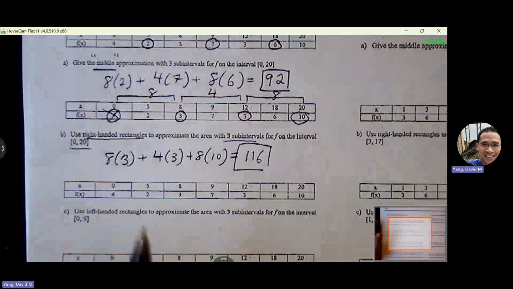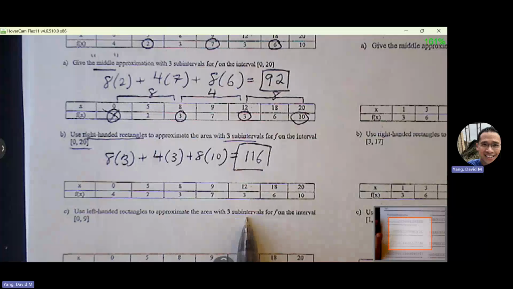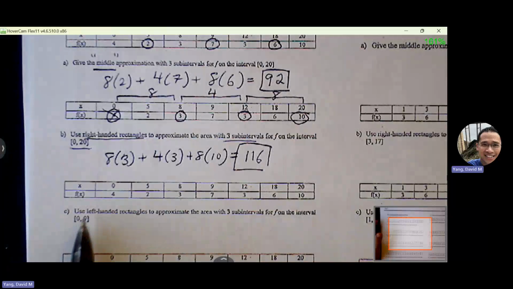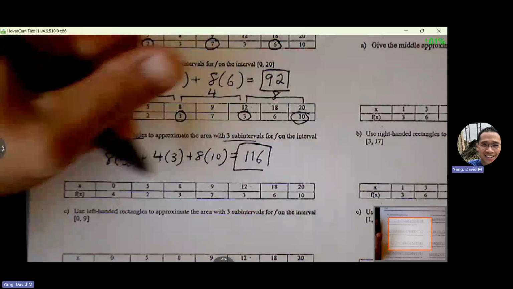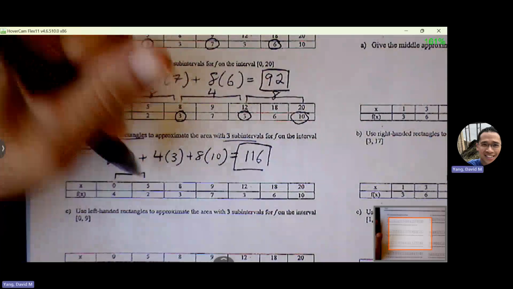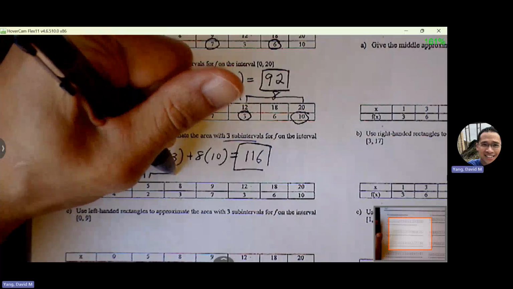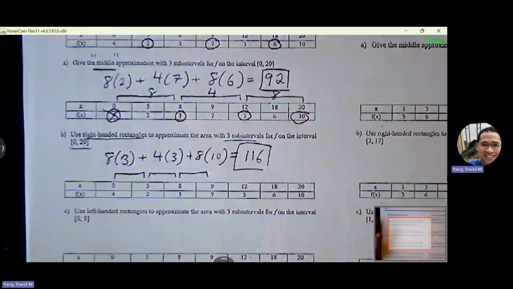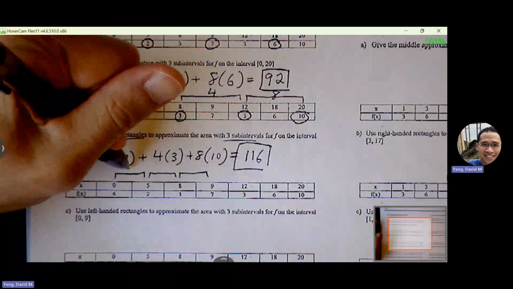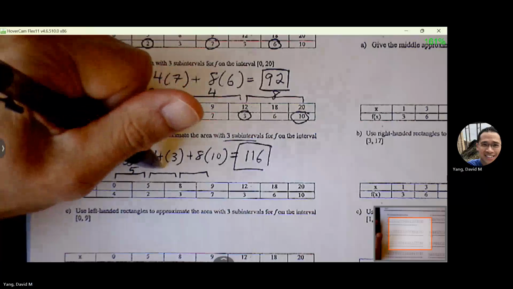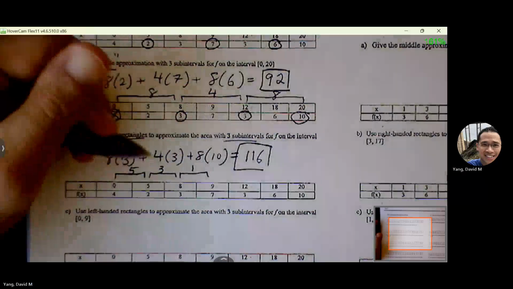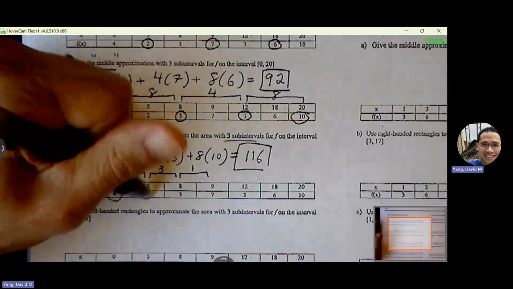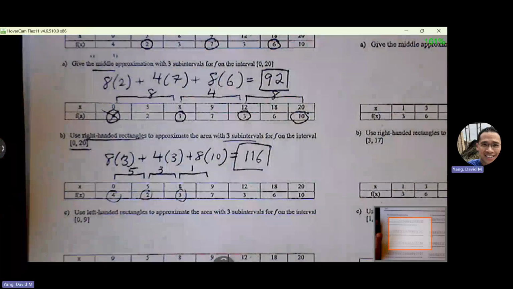Part C, left-handed rectangles, 3 subintervals, but here we have to be careful. What's the interval here? 0 to 9. So from 0 to 9, that means our intervals will be shorter. So 0 to 5, that will be 1, 5 to 8, and 8 to 9. Subtract your x values to get your width, and pick off the left y value for each subinterval.